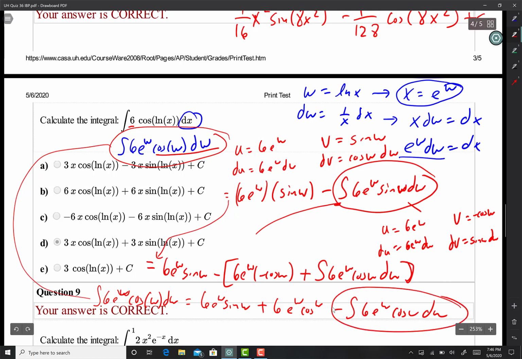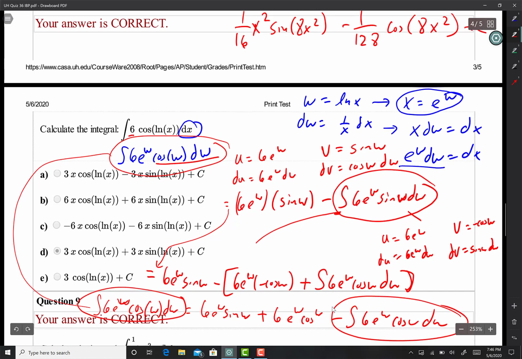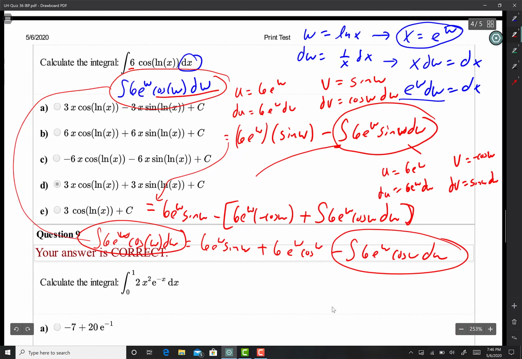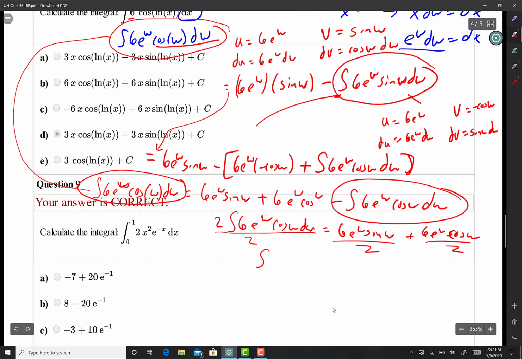So here it is. This guy here and this guy here, I'm going to add them up. I'm going to move this to the left-hand side, so I'm going to have two of them. So you're going to have 2 times the integral of 6e^w cosine w dw equals 6e^w sine w plus 6e^w cosine w. I don't want 2 of them, I just want 1. So I'm going to divide by 2. So the integral of 6e^w cosine w dw is equal to 3e^w sine w plus 3e^w cosine w.